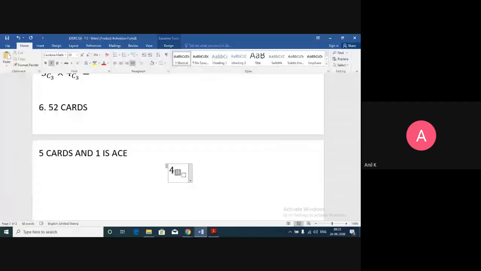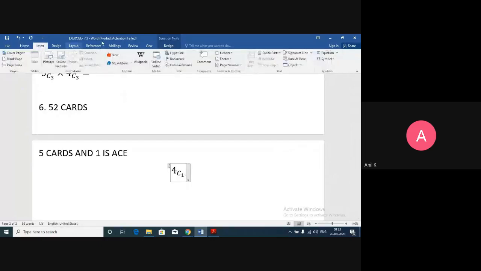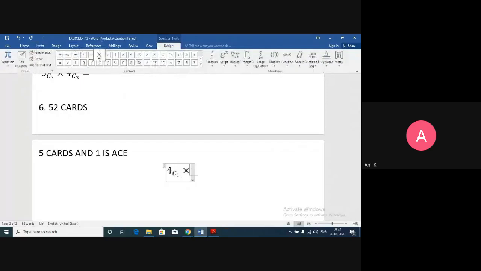Okay. 4C1. Out of 4 ace cards, I can take one. They said there should be at least one, which means you can have more than one ace card. So after selecting one ace card out of 52, how many more are left? 51 cards are left. So out of 51, I have to select 4 more cards. Why am I selecting 4 more? In total I want 5 cards. One ace card is selected, so I need 4 more cards out of 51.